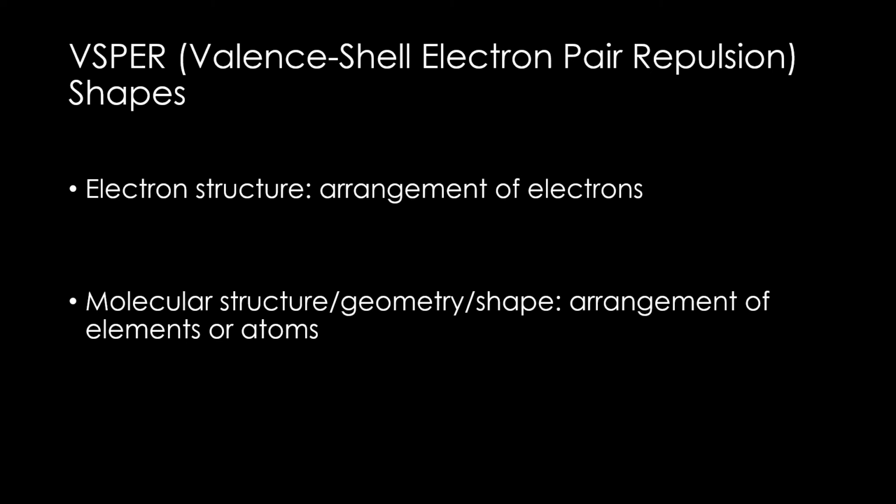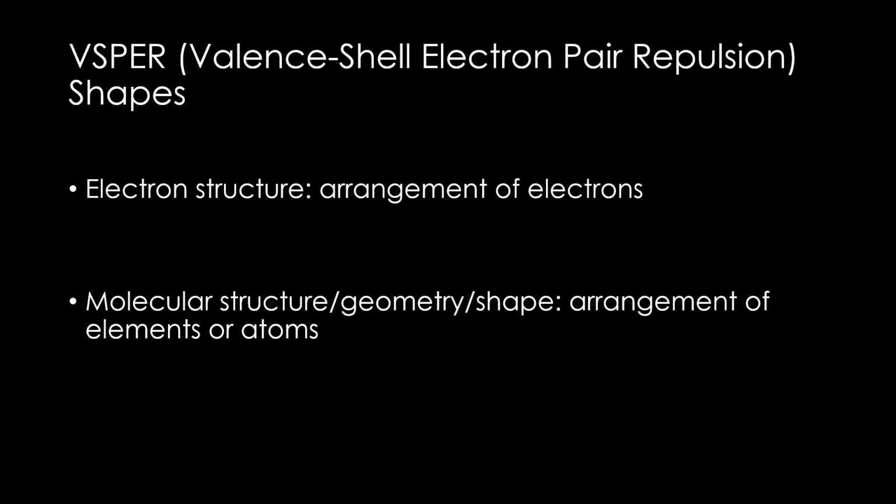Now let's look at the VSEPR shapes, which stands for the valence shell electron pair repulsion shapes, and how molecular shapes affect polarity in compounds. It is essential to know the difference between electron structures and molecular shapes, structures, or geometry when studying the VSEPR theory. The electron structures refer to the arrangement of electron groups around the central atom, while the molecular geometry illustrates the arrangement of atoms or elements around the central atom.